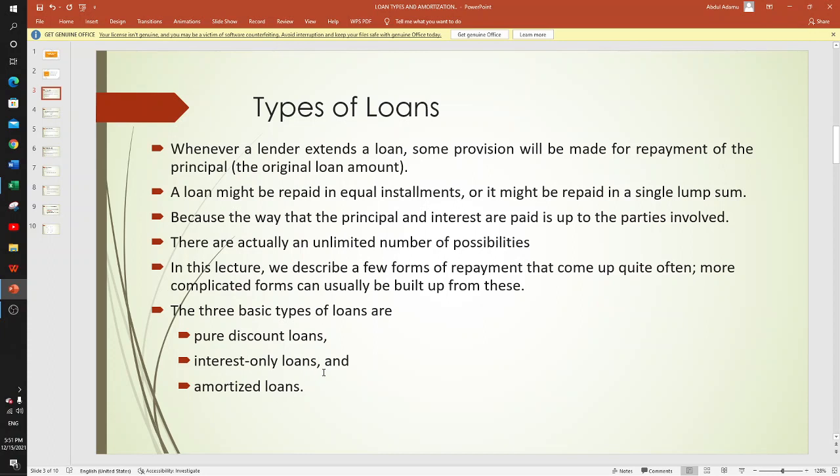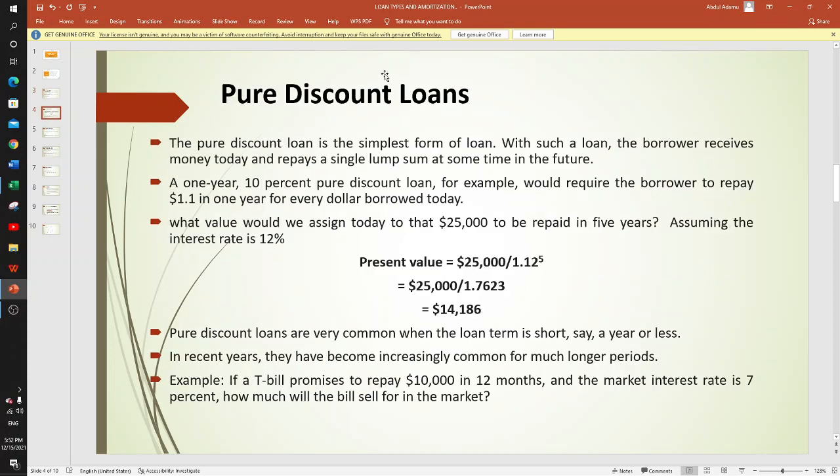So we will try to see how the interest accumulates on these loans, and how to use Excel to display this. Now, the first type is the pure discount loan. As the name states, the pure discount loan is the simplest form of loan. With this type of loan, the borrower receives money today and repays a single lump sum at some time in the future. So basically the amount you receive today will naturally be lower than the amount you will repay in the future. The difference is the interest that you have paid.